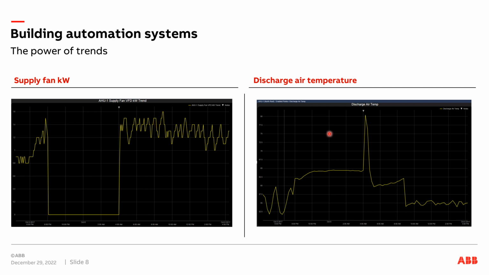I can look at discharge air temperature coming out of that air handler. It's kind of neat when you start looking at things like this, like, yeah, it's stagnant air, so that one really doesn't matter.